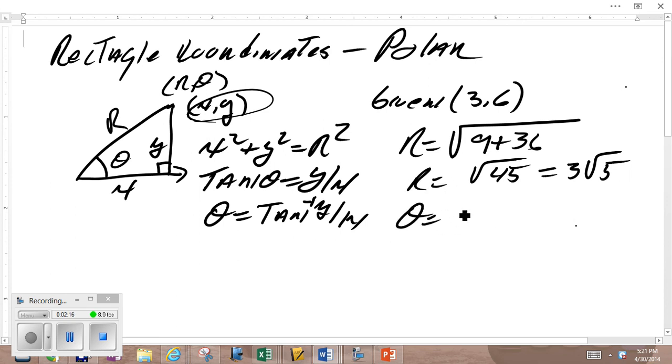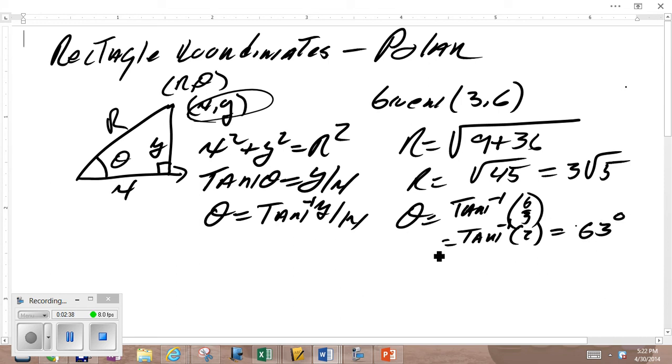Well, theta is the inverse tan of y over x, so that's the inverse tan of 6 over 3, which is the inverse tan of 2. It's not a familiar number. Look it up on your calculator. It looks like it's going to be 63 degrees. So there's your (r, theta) equivalent: (3 radical 5, 63 degrees). On a test without a calculator, they would give you a more familiar number. Okay.